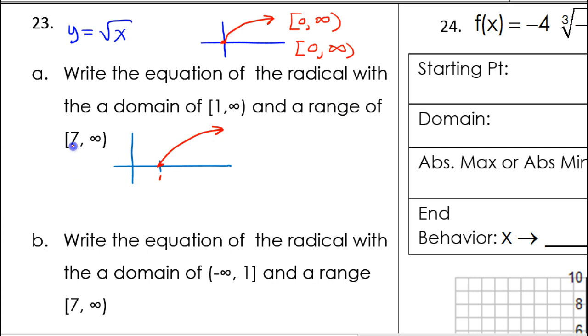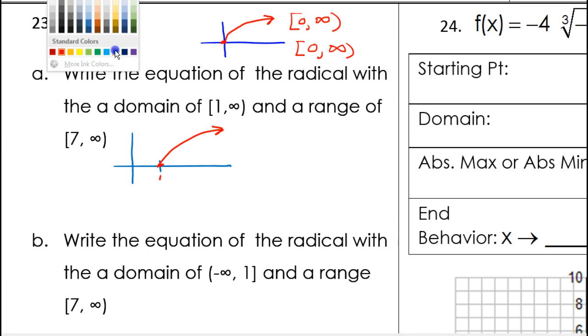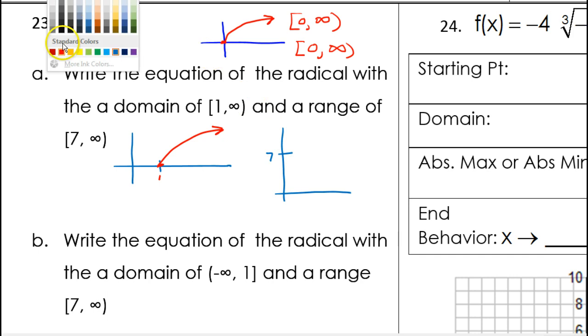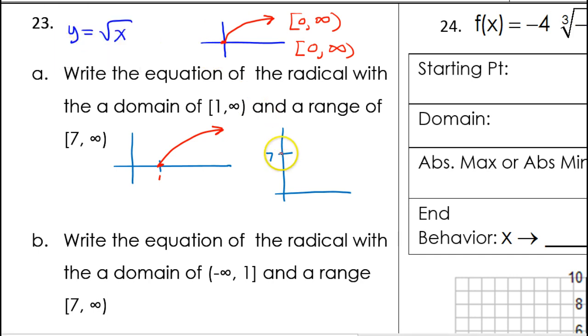On the other hand, the range is from 7 to infinity. That would happen if the graph were shifted up by 7. Alright, imagine that this is 7, and so imagine that the graph went like this. The range of this graph would be from 7 to infinity. The y values go from 7 to infinity.